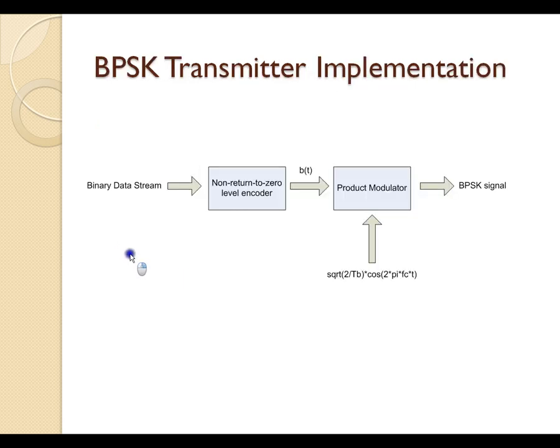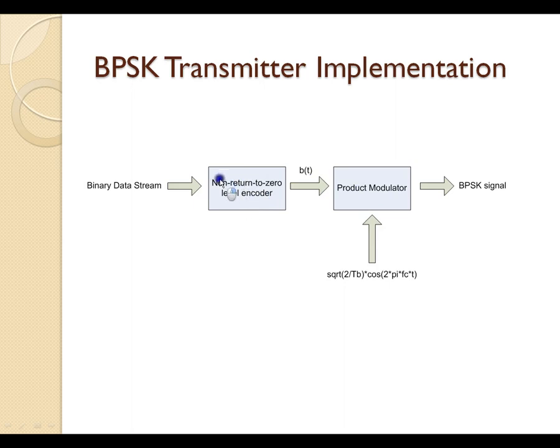So here's the BPSK transmitter implementation. There are two separate parts. The first part is the binary data stream. We generate a random number in MATLAB and then encode it with this non-return to zero level encoder. Then that stream is input into the product modulator, which transmits at the RF frequency.